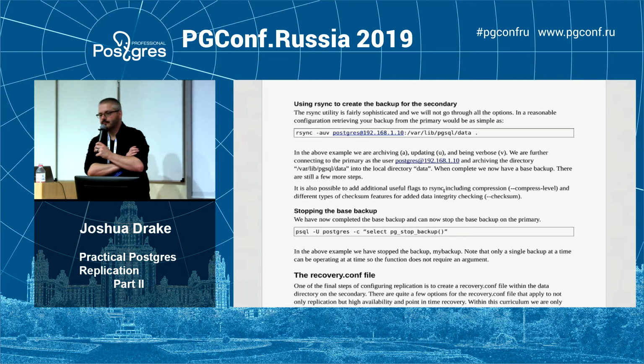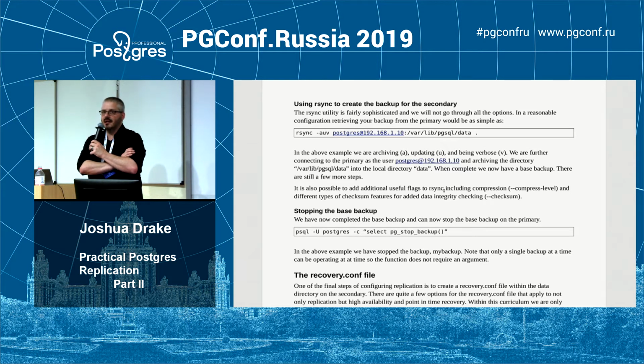Okay? In the above example, we are archiving, a, updating, u, and being verbose, v. Not necessary. v is not necessary. And if you're scripting it, I don't recommend that you use v because it just creates a lot of output. It's not even erroneous. It's just not necessary. But for this example, it's useful. And we're archiving the directory /var/lib/pgsql/data into the local directory data. When complete, we now have a base backup.